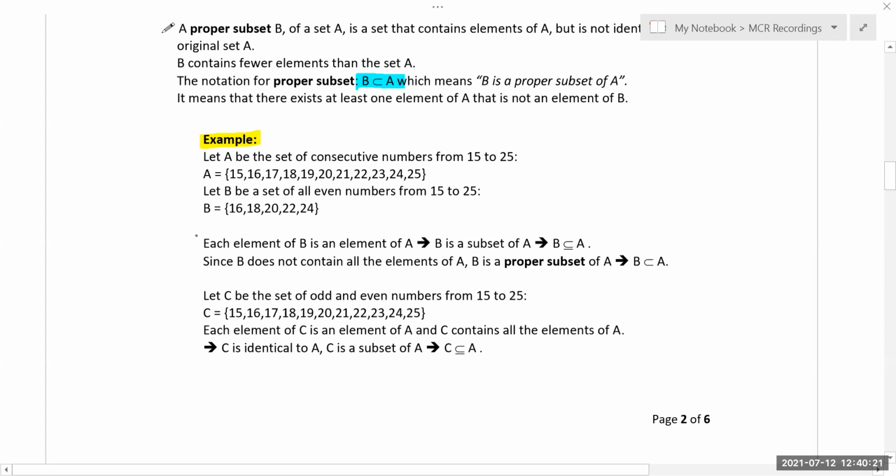So down here, how I know that it's a subset, I'm going to go 16, 18, 20, 22, 24. Since every single element was there, I know it's a subset. And then down here, C is the set of even and odds from 20 to 25. If we compare it to A, it's the same, so we would put the equal sign under it.